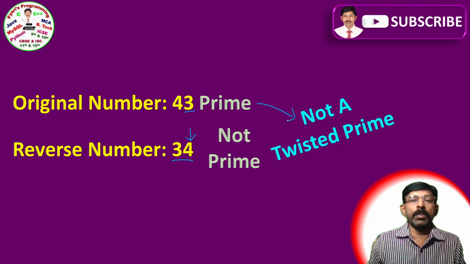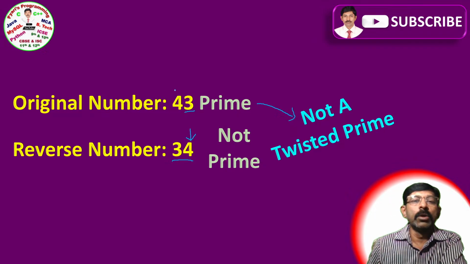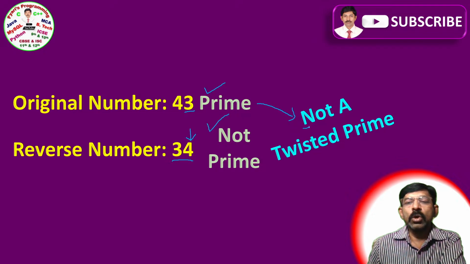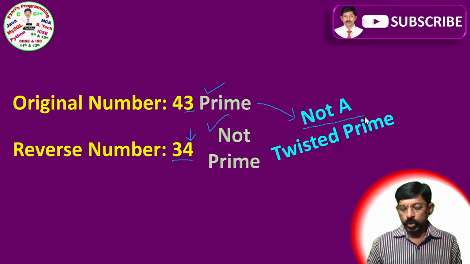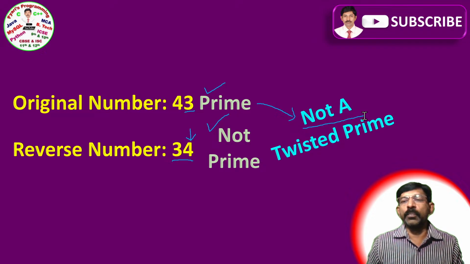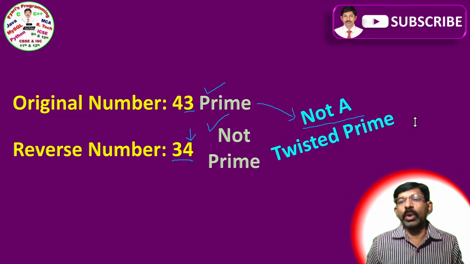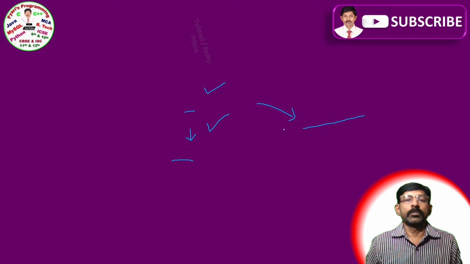I have given an example. So your message should be: original number is prime number, reverse number is not a prime number, hence it is not a twisted prime number. Like this, your message and output should come for 10th class. For 9th class, it is not that important at this moment to do like this. Okay.